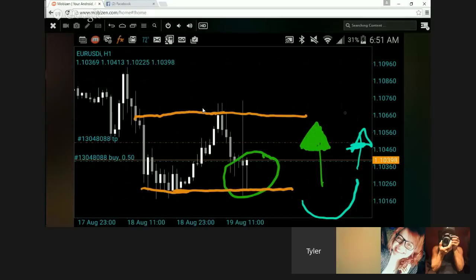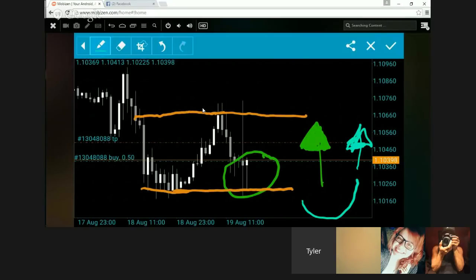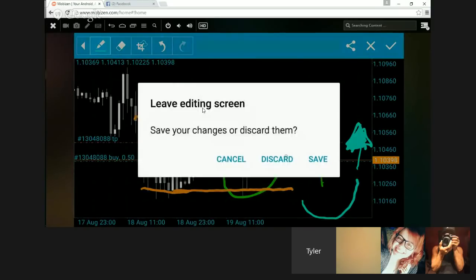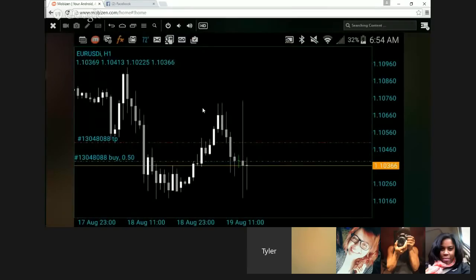Now I'm not watching the Euro USD for a few seconds, so we don't know. I do not trade with stop losses. When I do, I always get my positions closed. So it dropped 20 pips on me.